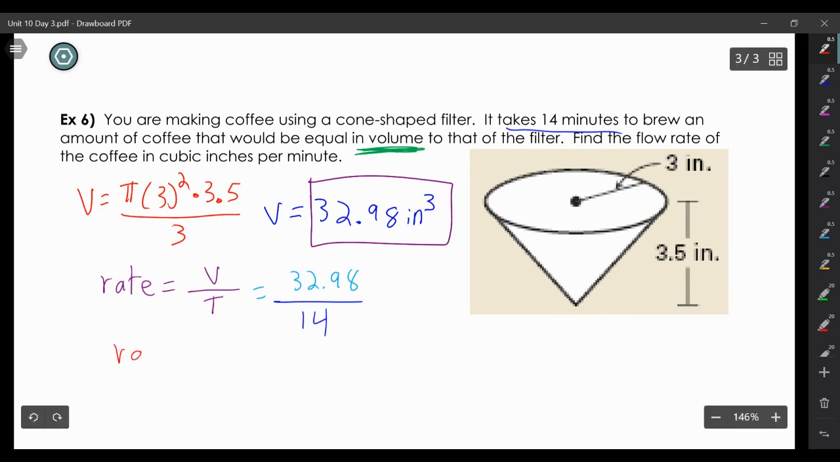So the rate, we type that into the calculator, is going to be 2.36 cubic inches per minute. I just typed that into the calculator. So that is our final answer. So I hope that this wasn't too bad.